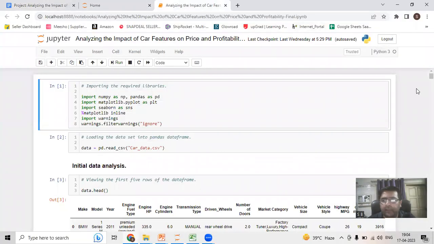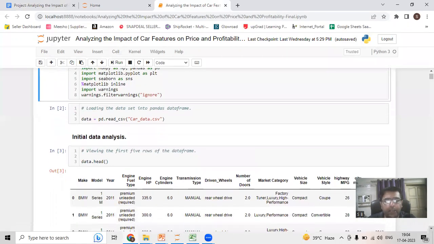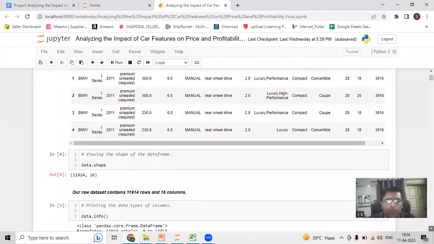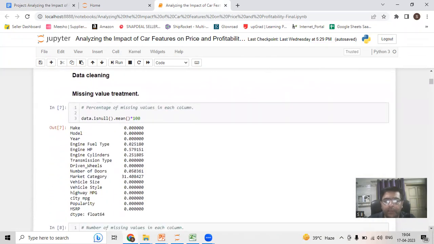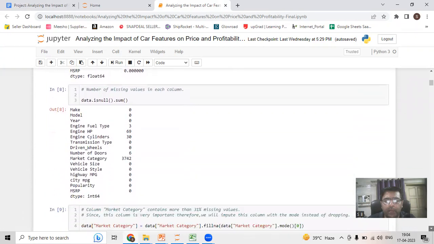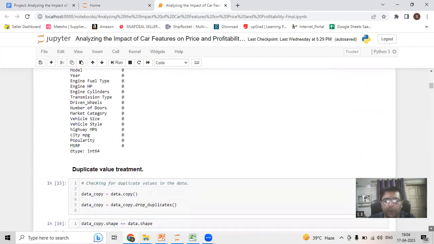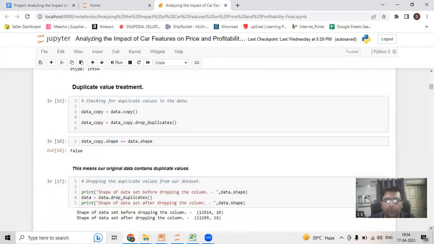So here is our data set, and all the data set cleaning was done over here in this Jupyter notebook. So this is my Jupyter notebook. Here the required libraries have been imported. In line 2, I am reading the data. After that, some initial data analysis has been performed by me. Here comes the data cleaning. Here missing value treatment and outlier treatment as well as dropping of the duplicate rows was done.